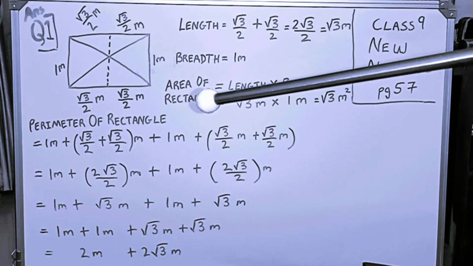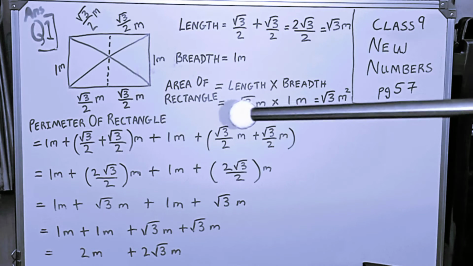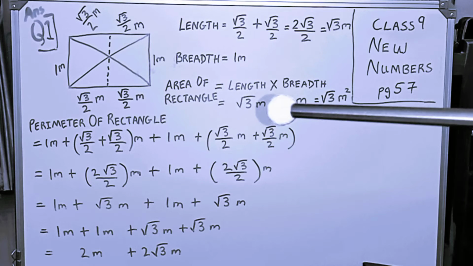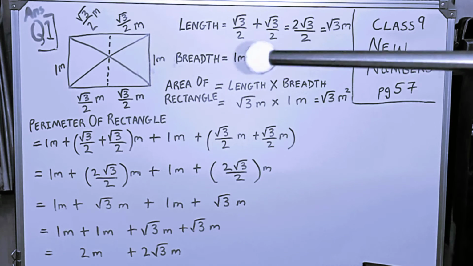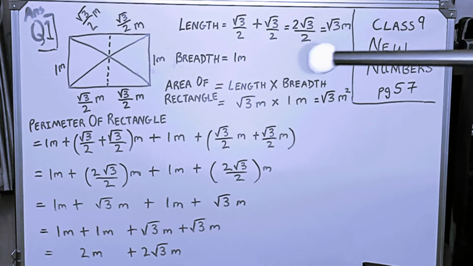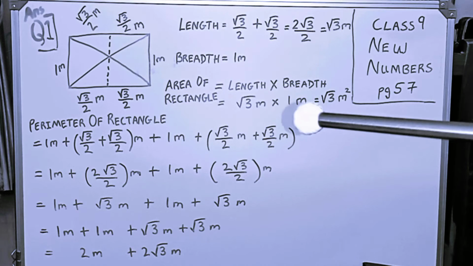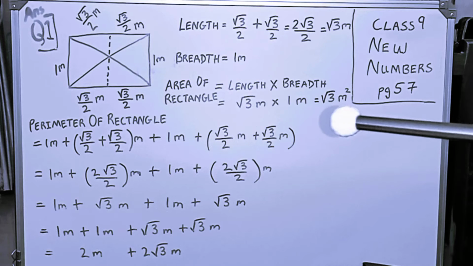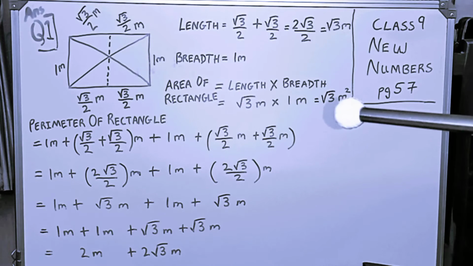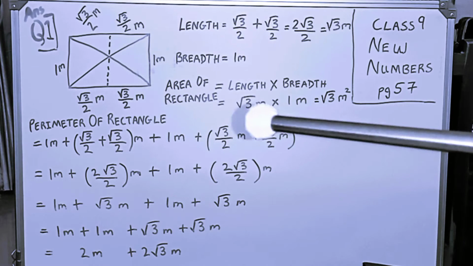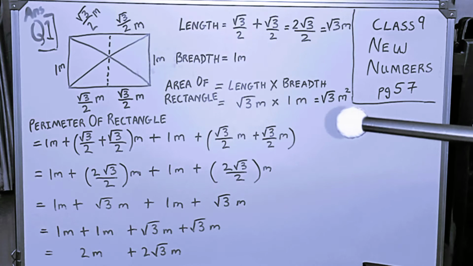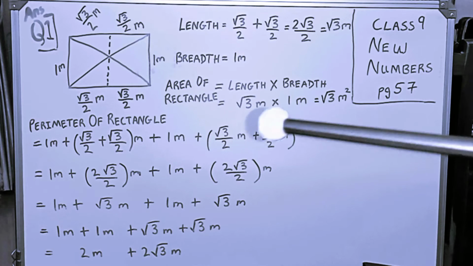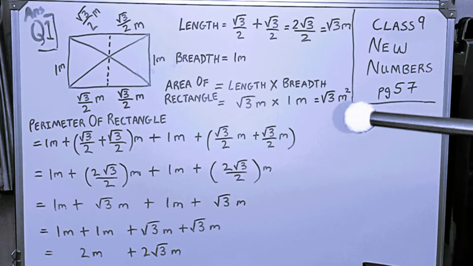Since we have to find out the area of the rectangle, you are already aware area is equal to length into breadth. So length is root 3 meter into breadth. So root 3 meter multiplied by 1 meter, you will get root 3. Any quantity into 1 would be the same quantity itself. Okay, and meter into meter, you will get meter square.